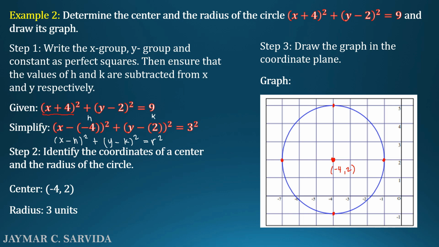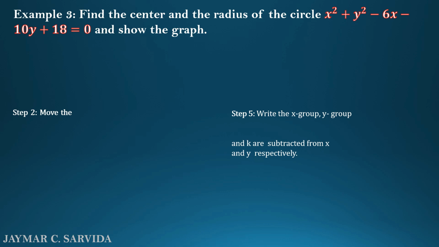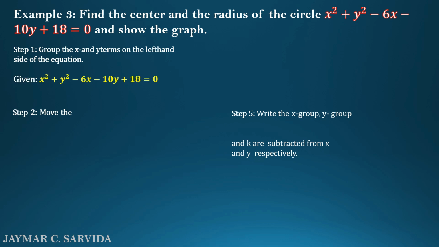Example number 3. Find the center and the radius of the circle x squared plus y squared minus 6x minus 10y plus 18 equals 0 and show the graph. Okay, step 1, group the x and y terms on the left-hand side of the equation. Okay, so here's our given. X squared plus y squared minus 6x minus 10y plus 18 equals 0.